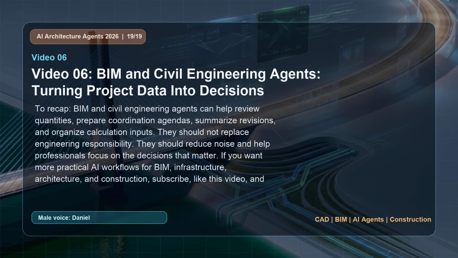To recap, BIM and civil engineering agents can help review quantities, prepare coordination agendas, summarize revisions, and organize calculation inputs. They should not replace engineering responsibility. They should reduce noise and help professionals focus on the decisions that matter.